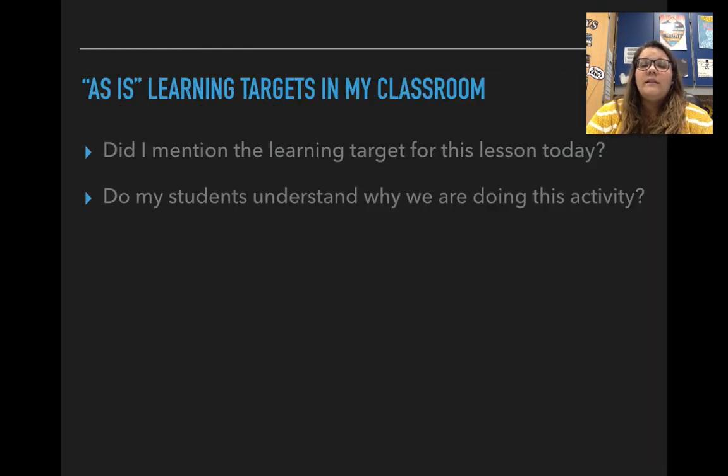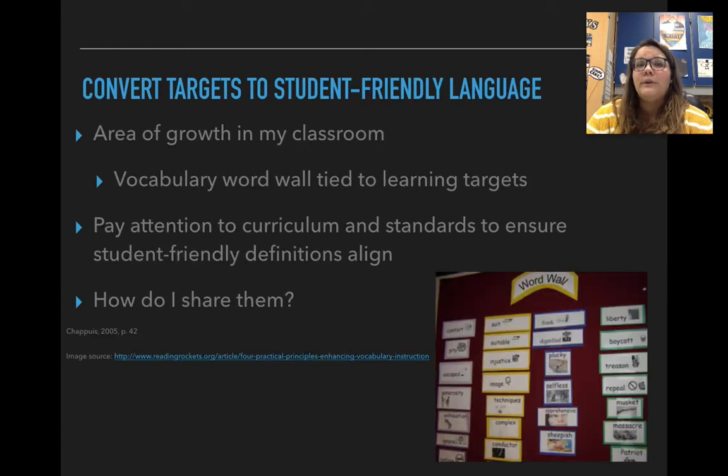into student-friendly language. Sharing a target as is, in my classroom, I often have to ask myself, did I mention the learning target for this lesson today? And not mentioning it once isn't good enough. Also, do my students understand why we are doing this learning activity? If I asked them, would they be able to say why we're doing what we're doing? Converting targets to student-friendly language, this could be an area of growth in my classroom.